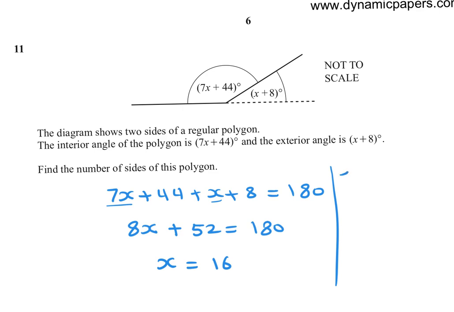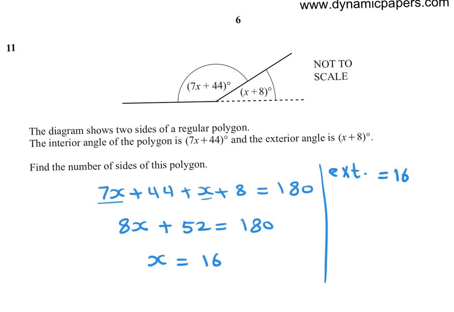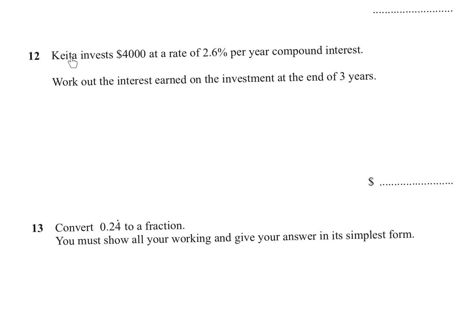So now the exterior angle equals x plus 8, which is 16 plus 8 equals 24. We know that the sum of the exterior angles is 360. So to find the number of sides, 360 divided by each exterior angle, because it's regular. 15. So 15 sides.